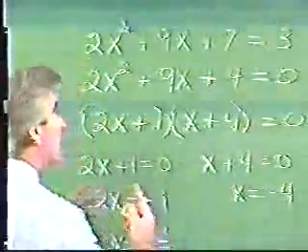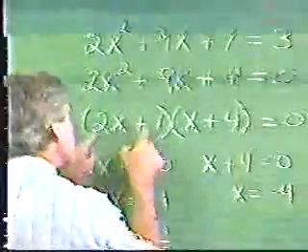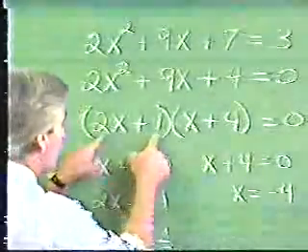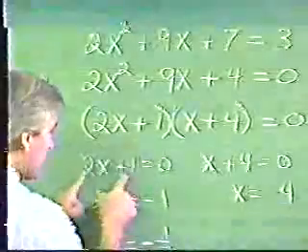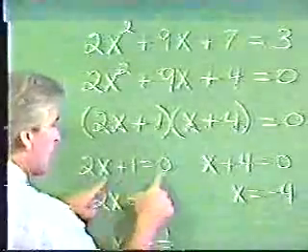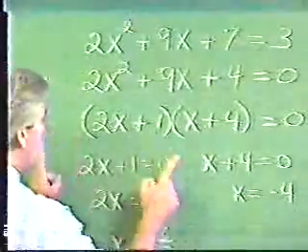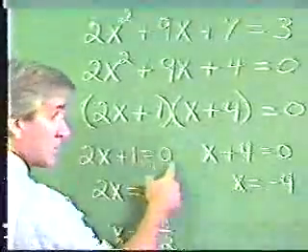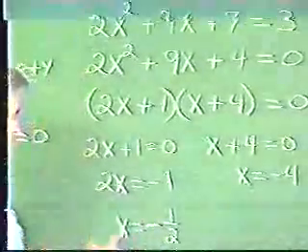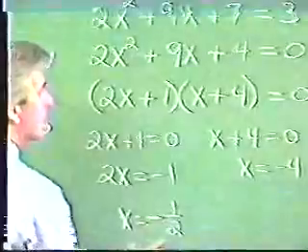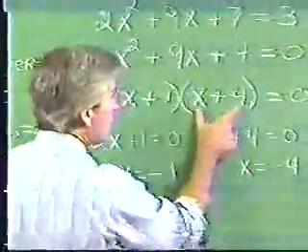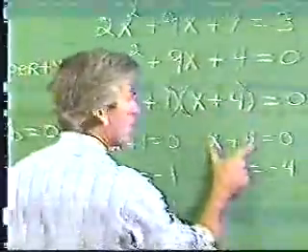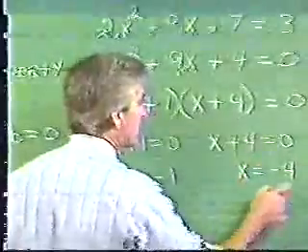Now, we're asking ourselves the question, what value of x causes this factor to be 0? And the question can be posed in a linear equation format. What value of x causes this to be equal to 0? And solving, we find x to be negative 1/2. And here we're asking ourselves what value of x causes this factor to be 0. And clearly x needs to be -4.